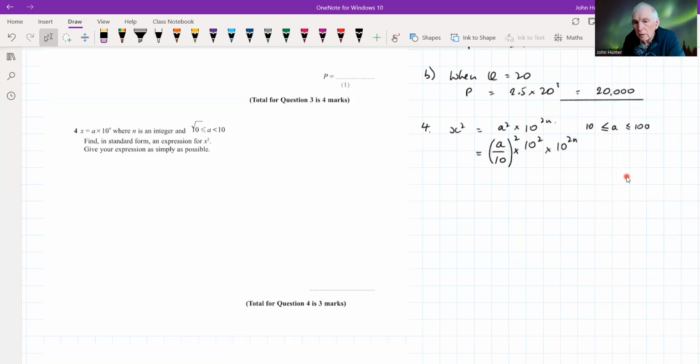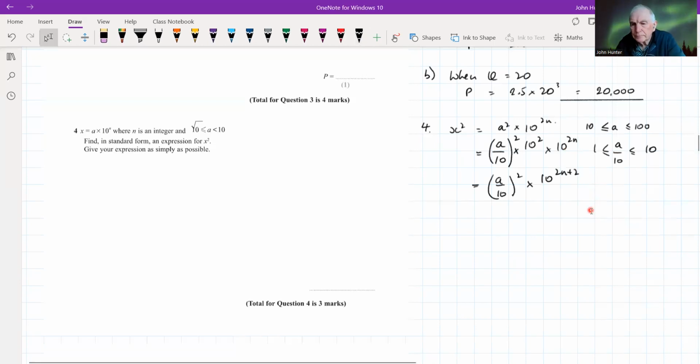Okay, so this number A over 10 is between 1 and 10. So we could write this, couldn't we? So that makes it valid. And anyway, we need to group the 10 squared and the 10 to the power of 2n together. And that's pretty straightforward. So we're going to represent that as 10 to the power of 2n plus 2. So that is it, really. All right.